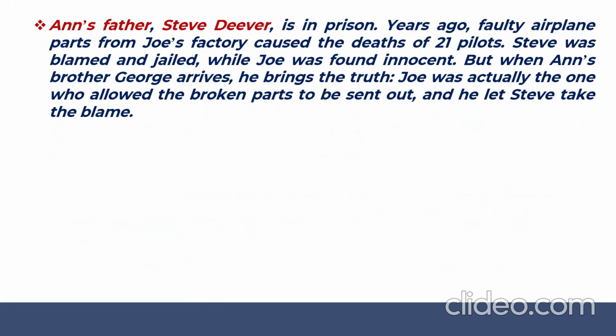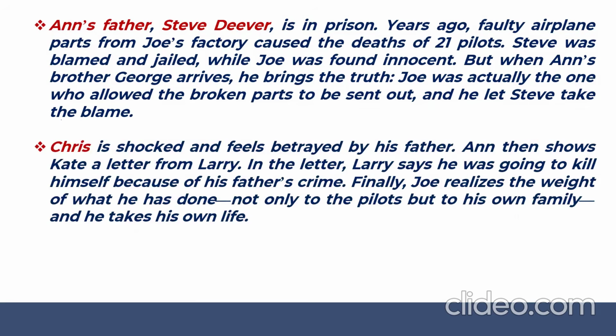Anne's father, Steve Deever, is in prison. Years ago, faulty airplane parts from Joe's factory caused the deaths of 21 pilots. Steve Deever was blamed and jailed, while Joe was found innocent. Both were partners. But when Anne's brother George arrives, he brings the truth. What's the truth? Joe was actually the one who allowed the broken parts to be sent out, and he let Steve take the blame.